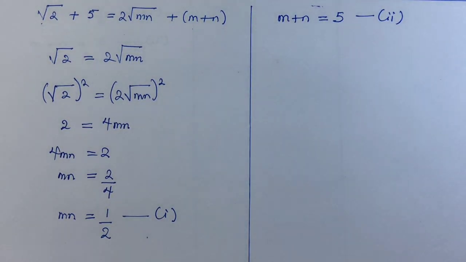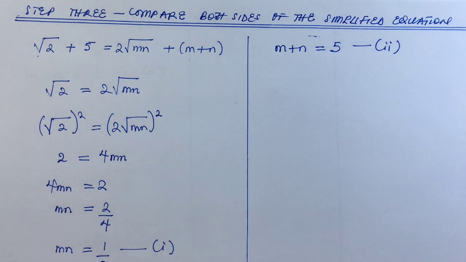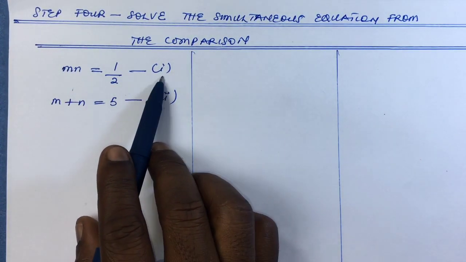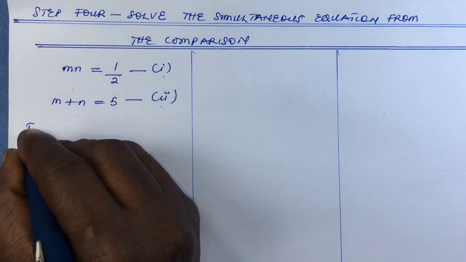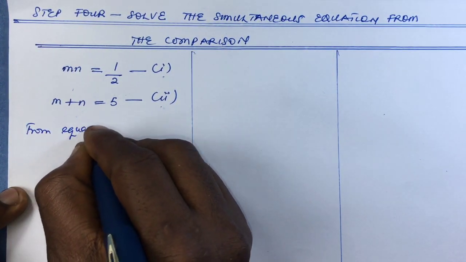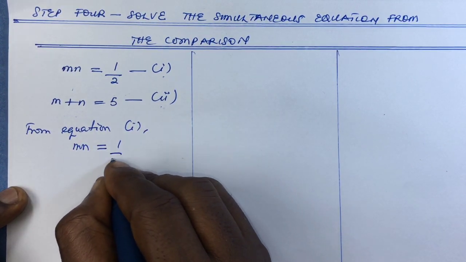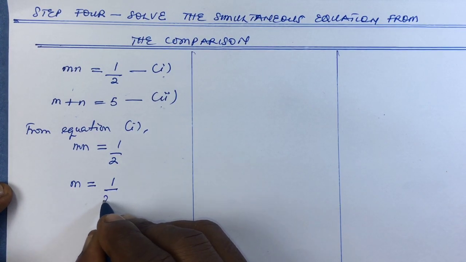So in step 3, what have we done? We've compared both sides of the simplified equation we got in step 2. In step 4, we are going to solve the simultaneous equation we got from the comparison, the comparison in equation 3. So mn equals 1 over 2 is equation 1. M plus n equals 5 is equation 2. So from equation 1, which is mn equals 1 over 2, clearly making m the subject of formula would give us 1 over 2n.